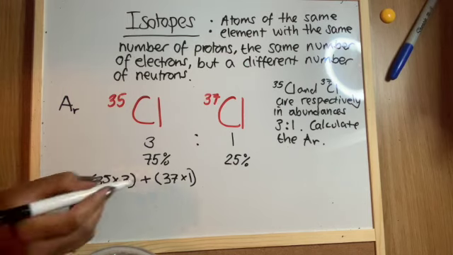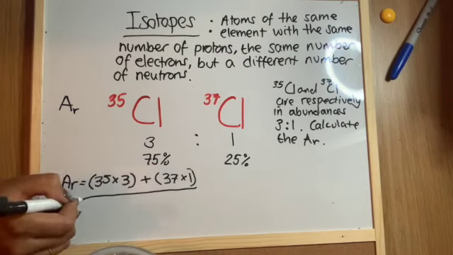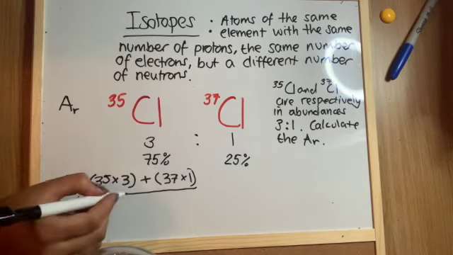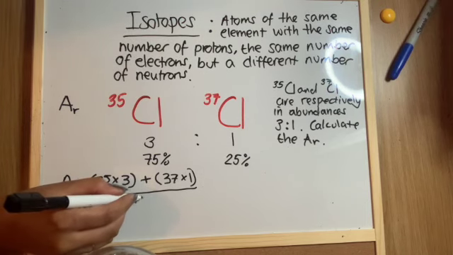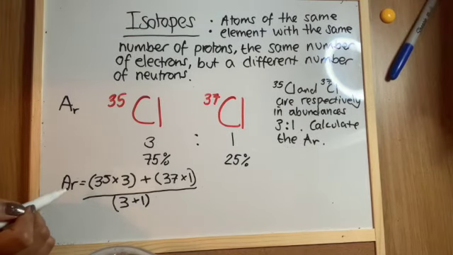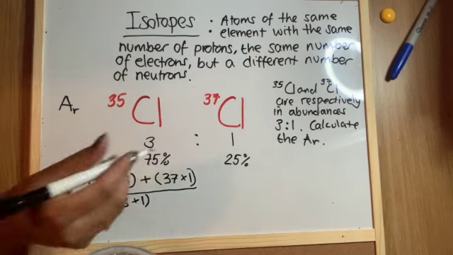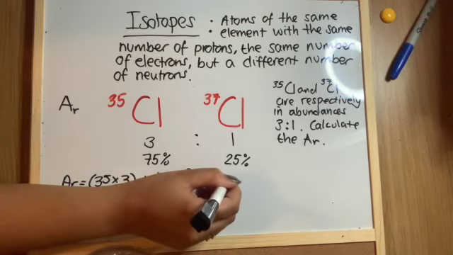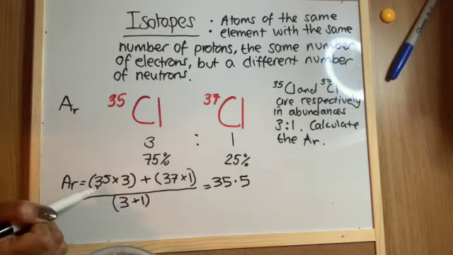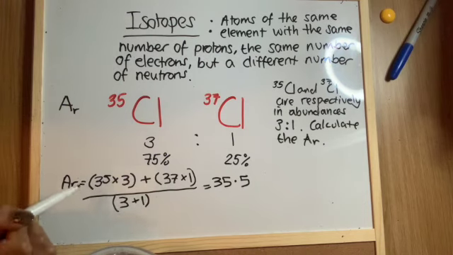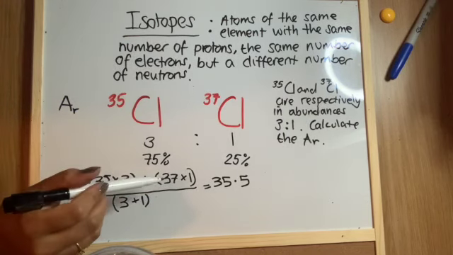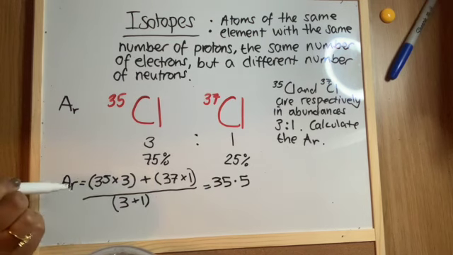Okay, and then it's divided by, because it's out of the total we have altogether. So the total, if we've got three parts of this, one part of this, the total is going to be 3 plus 1. So altogether, I've got 4 parts. And if you work that out, it works out at 35.5. And if you were working this out, what I would do is put this into my calculator, work it out, write down what it is, put this into my calculator, work it out, write down what it is, add them two together, press equals, and then divide by 4.